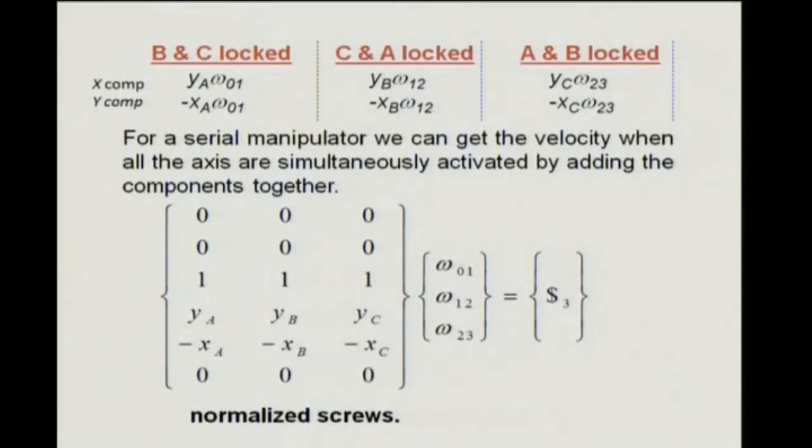Let's look at this again. So I said, okay, what is the velocity with this locked? So we got this term. I said, okay, now if I stack them together and I add them, I get the screw corresponding to the end effector. I have not given you a proof, nor have I given you a proof that by stacking it like this, I create a screw. I am just pointing out that you get normalized screws and I am saying use it. Okay? This is not a proof.